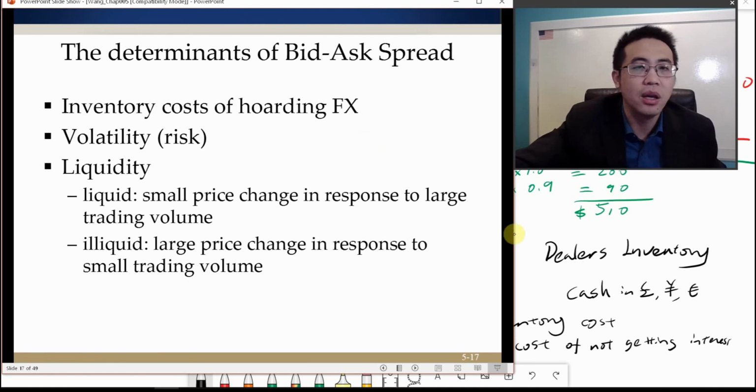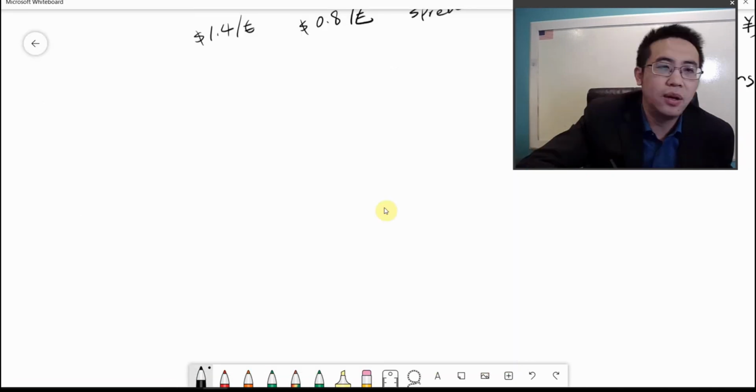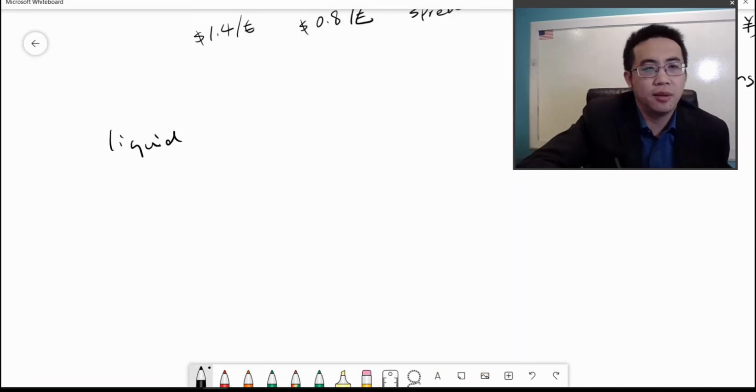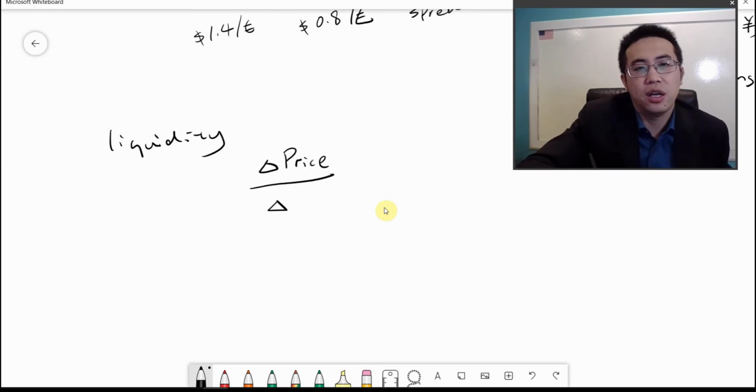And there's also liquidity concerns. Some currencies are more liquid, easy to transact, easy to sell, and some currencies are not liquid. We call them illiquid. So these are currencies that are not easy to transact. If we come to this idea of liquidity, then it basically is the price change over the quantity change.